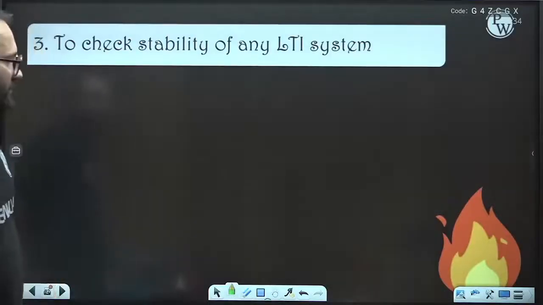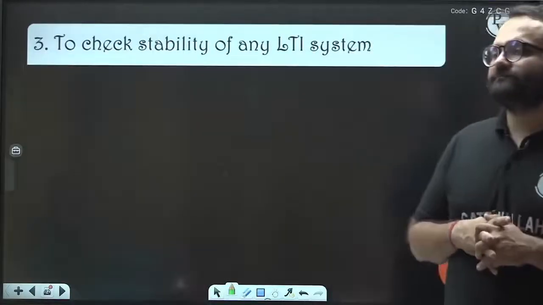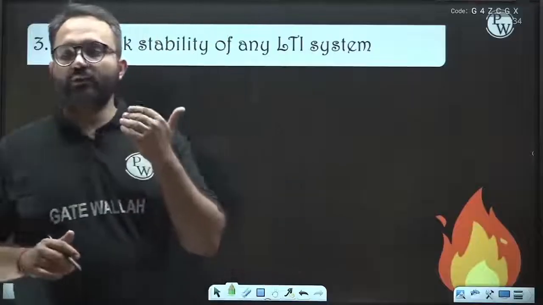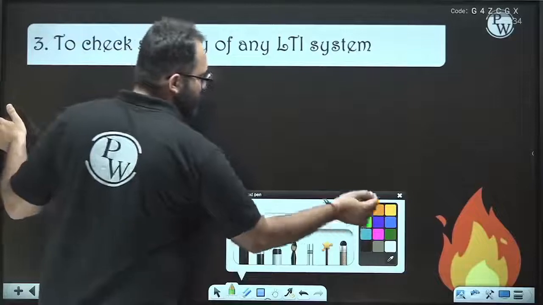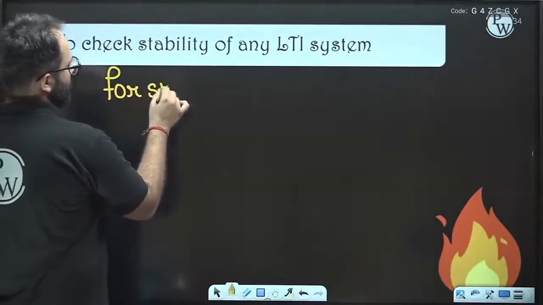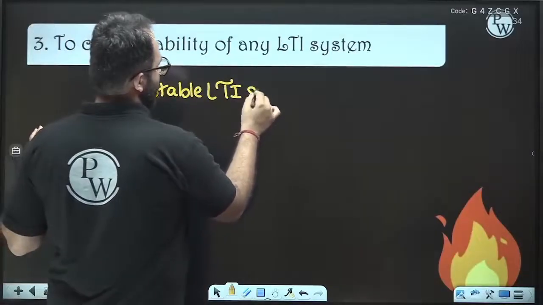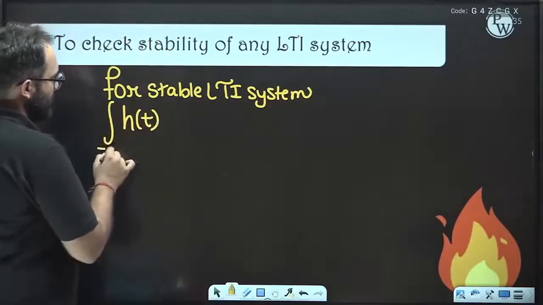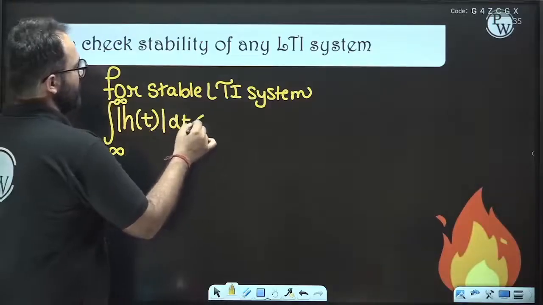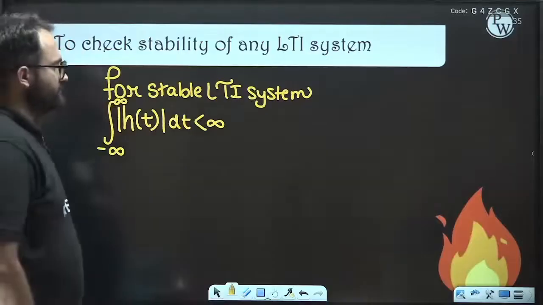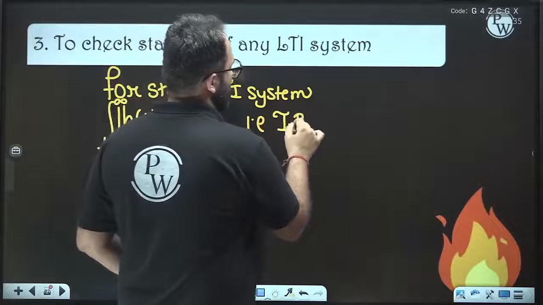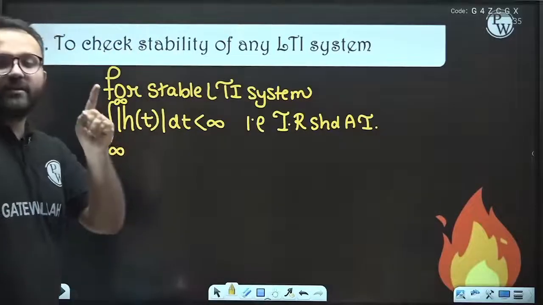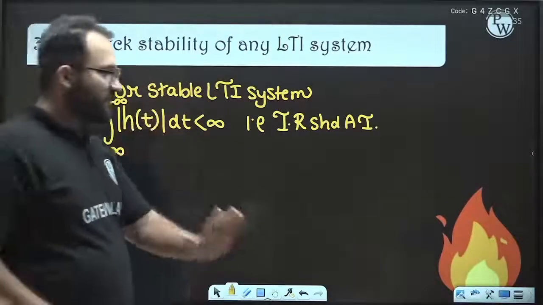Great. Stability of LTI systems. For stability, I'll give you one statement and everything will be very clear. For a stable LTI system, h(t) should be absolutely integrable, meaning the integral from minus infinity to infinity of the modulus of h(t) dt should be less than infinity. That is, the impulse response should be absolutely integrable. Now, we can say if the impulse response is an energy signal, then the system is stable. This is a jugaad.